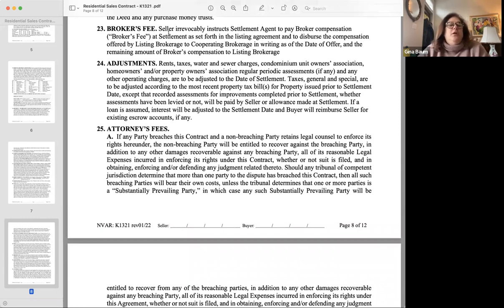Seller irrevocably instructs the settlement agent to pay compensation, broker's fee at settlement as set forth in the listing agreement, and to disperse the compensation offered by the listing brokerage to the cooperating brokerage in writing as of date of the offer, and for the remaining amount of broker's compensation to the listing brokerage. Okay, so this is how the fees are distributed to the brokerages. It's already contained within the contract of how those fees will be distributed.